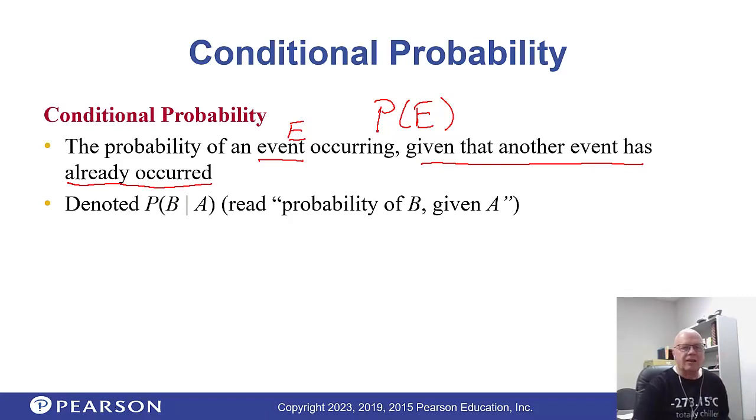This is the notation for it. The probability that B happens, that's our focus. And this is the information we've already got. A has already happened. What's the probability of B if we already have the information that A has already happened?